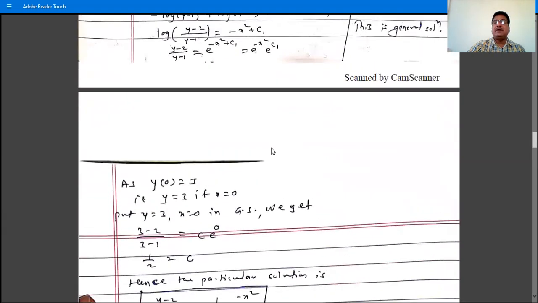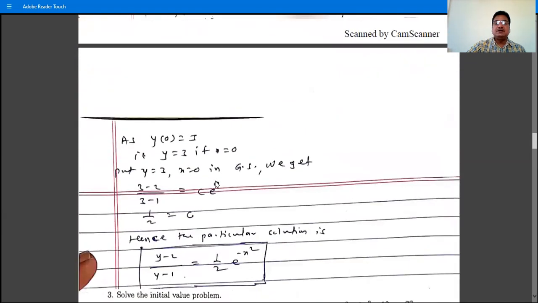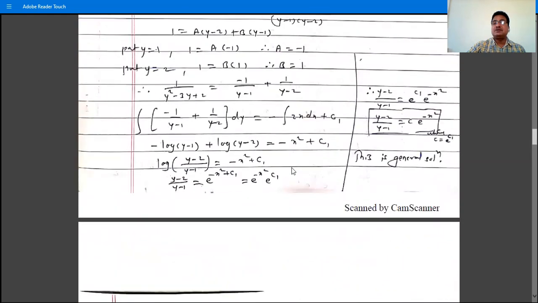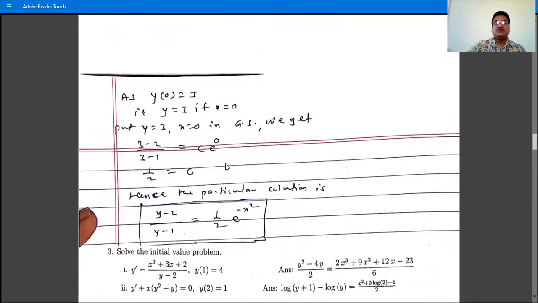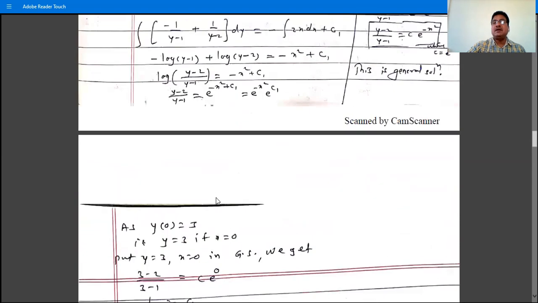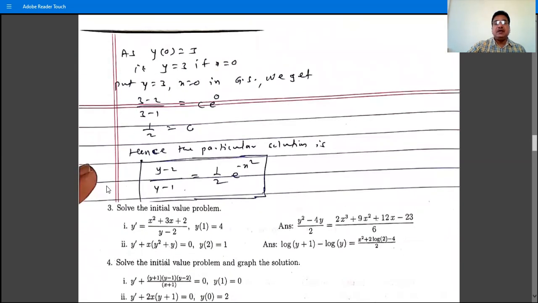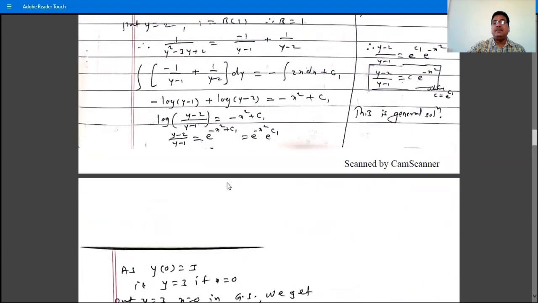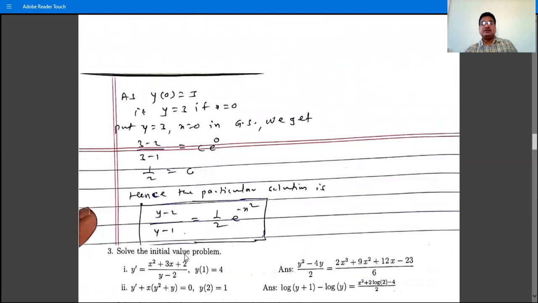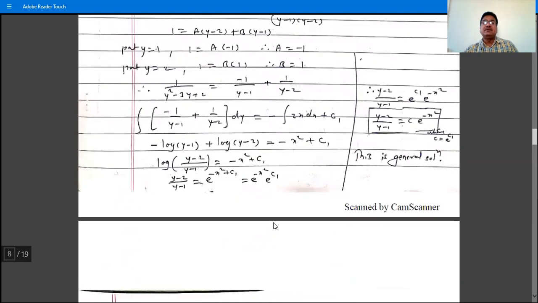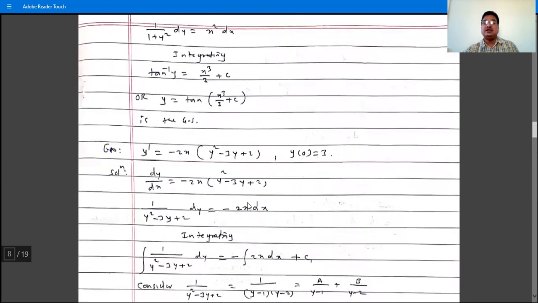3 minus 2 divided by 3 minus 1 is equal to c into e raised to 0, because x is 0 and e raised to 0 is 1. So this is 1 half and c is 1 half. So substitute c as 1 half in this general solution. So we have (y minus 2) divided by (y minus 1) is equal to 1 half e raised to minus x square. And this is the required particular solution, that is, the solution with the initial condition y(0) is equal to 3.